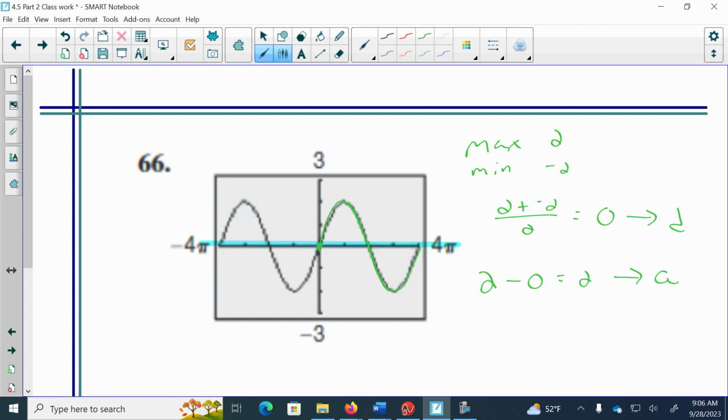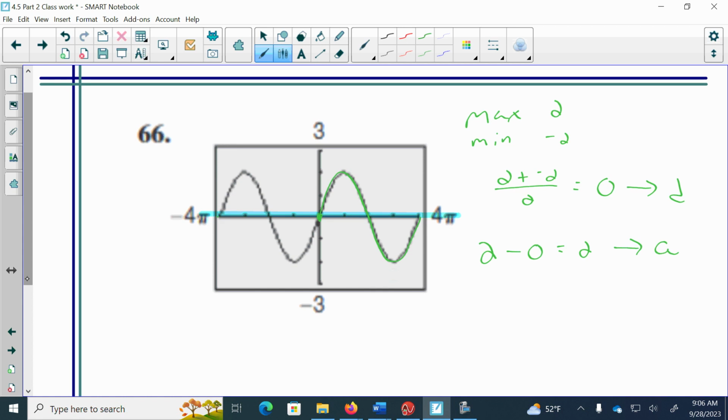Now, I picked this one. You could have picked this one. Your answer might be slightly different, but as long as it's correct, and we know which ones are correct. So if I do this, my end is 4 pi, my start is 0. So 4 pi minus 0 is 4 pi. So that's my period. To find my b, I'm going to take 2 pi and divide it by my period, which is 4 pi, and I end up with a b of 1/2.